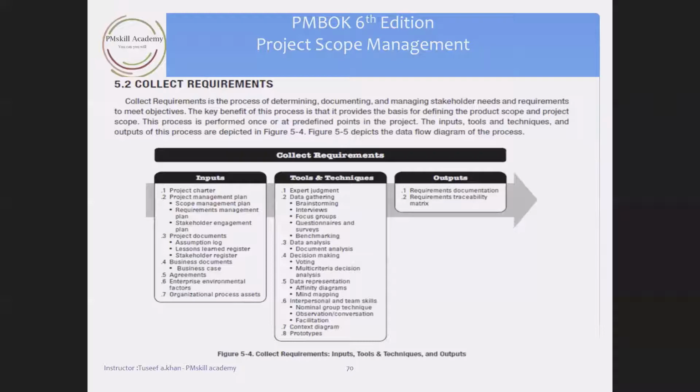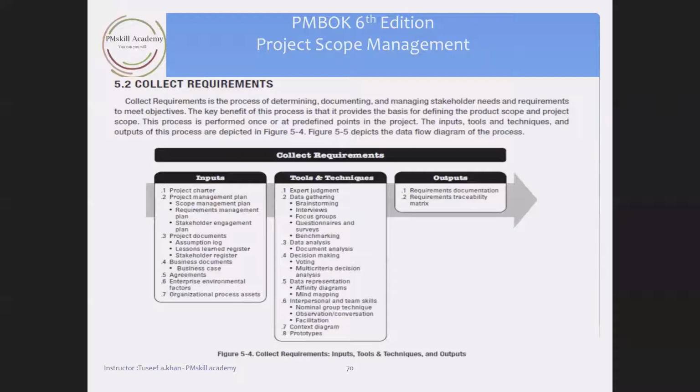In tools and techniques, number 1, you can see expert judgment. So you need some experts. It can be an individual, a group, or a consultant, like a business analyst, a requirements analyst, someone with requirements documentation or conflict management expertise, or your director or manager who has expertise in the project.